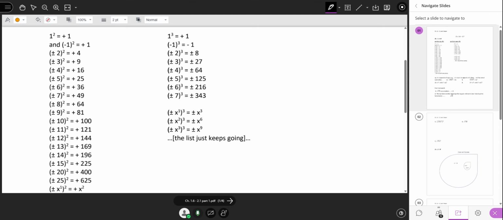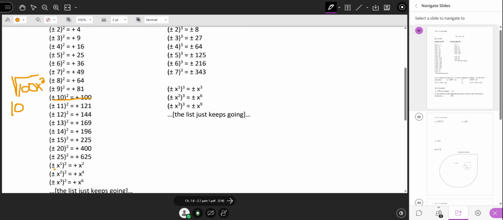So if I was needing the square root of 100x squared, I would go to 100. That would be 10. And then I would go to x squared, and that would be x. See right here, there's my x, and right here, there's my 10.